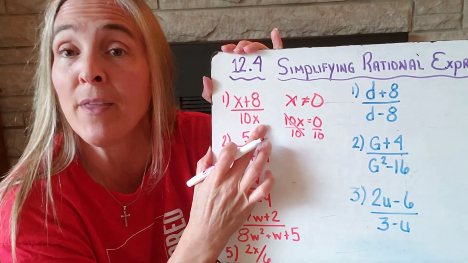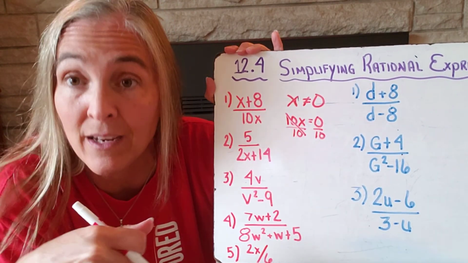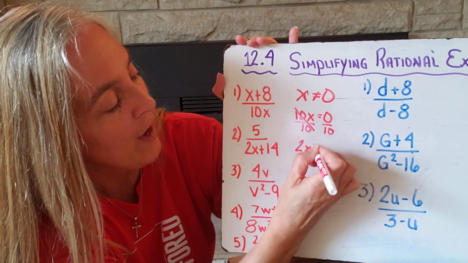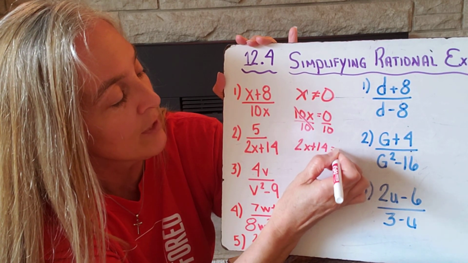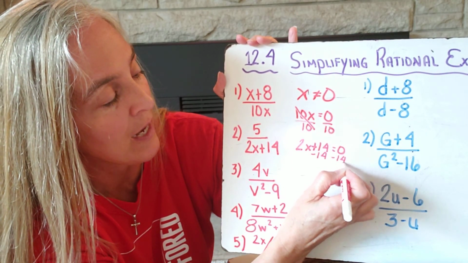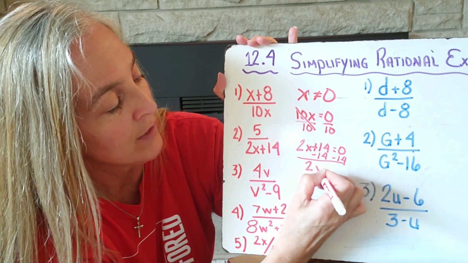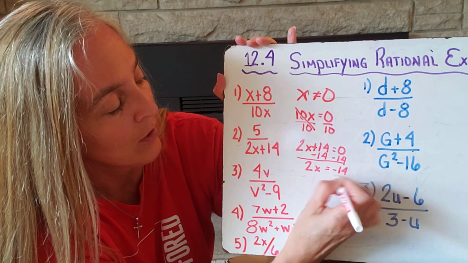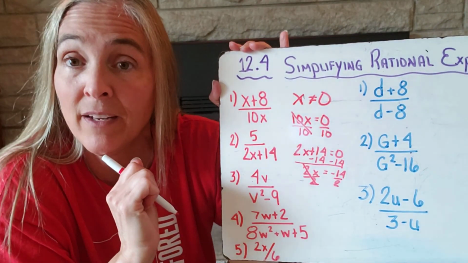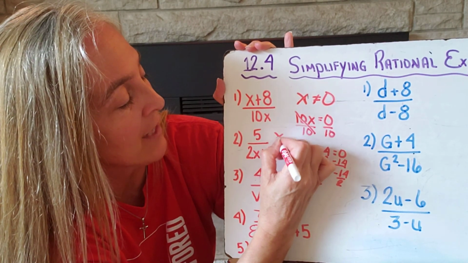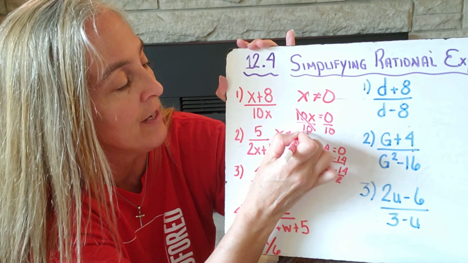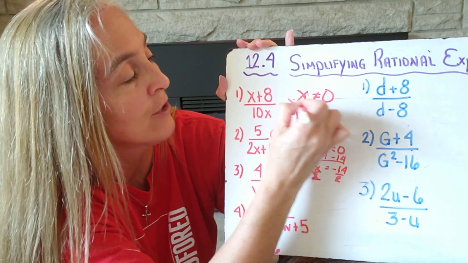Because if you put 0 down there, you would get 0 in your denominator. We can't divide by 0. Number 2, if you set 2x plus 14 equal to 0, you're going to have to remember to subtract 14 from both sides, and then you divide by 2 on each side, and you get x equals -7. That gives us the excluded value that x cannot be -7 in that fraction.